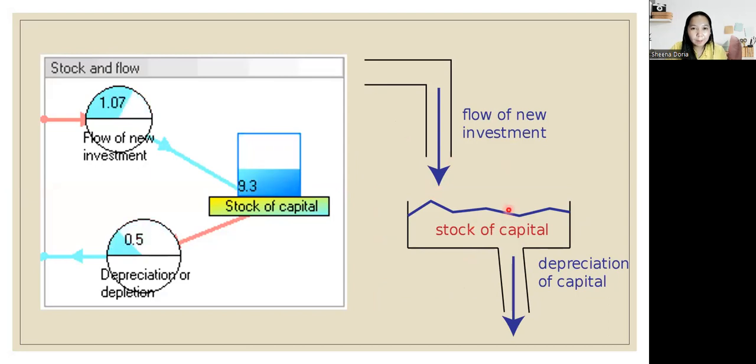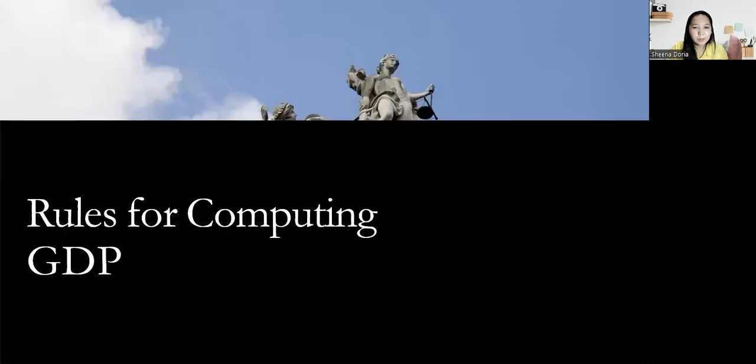Okay, pero pag capital kasi depreciates, right? So yung depreciation is an example of a leakage. Bumababa siya. So ang flow ay dumadagdag sa stocks, ang nagbabawas naman sa kanya ay ang depreciation or leakage na tinatawag natin. Okay. So, rules for computing GDP.